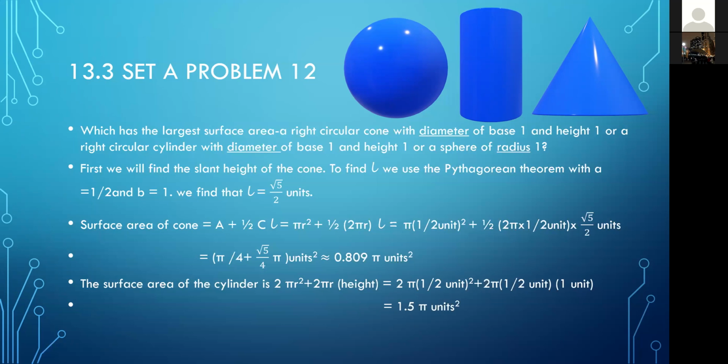Next, we're going to do the sphere. So the surface area of a sphere is S equals 4 pi r squared, and then we'll plug in 1 for r, so we have 4 pi times 1 unit squared, and that makes 4 pi square units. So it turns out that the sphere has the largest surface area.